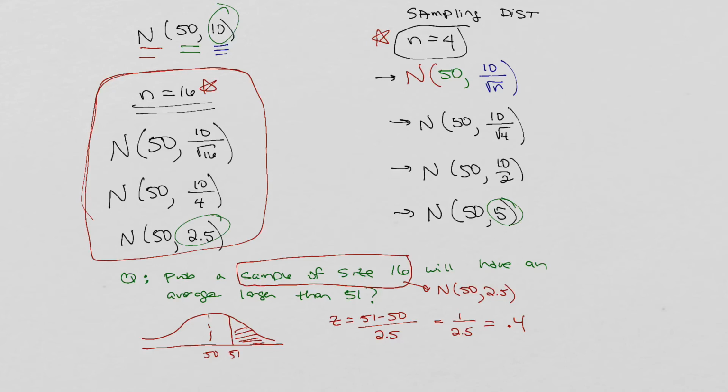Right? But remember, that's the area from here all the way back. So that's 0.6554, which means this is 1 minus 0.6554, which is 0.3446. Okay? So that's the probability that a sample has an average larger than 51. Okay? So let's look at a few more examples here.